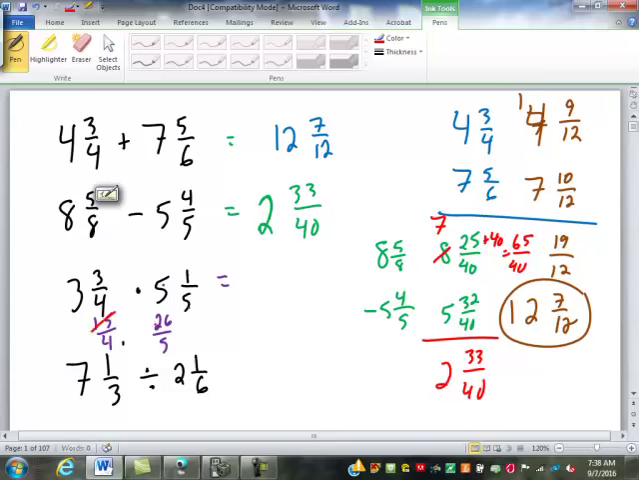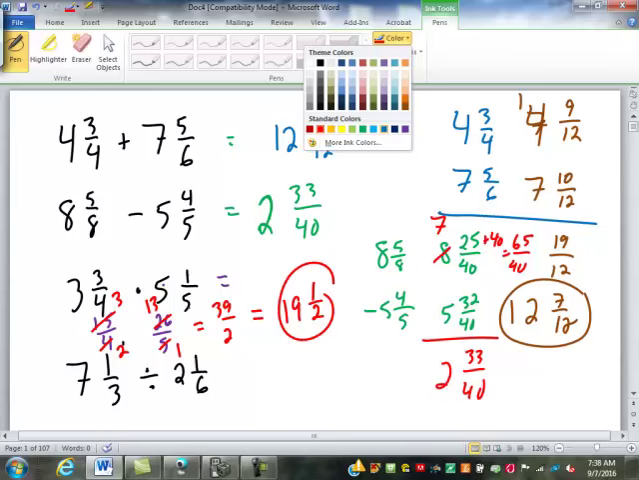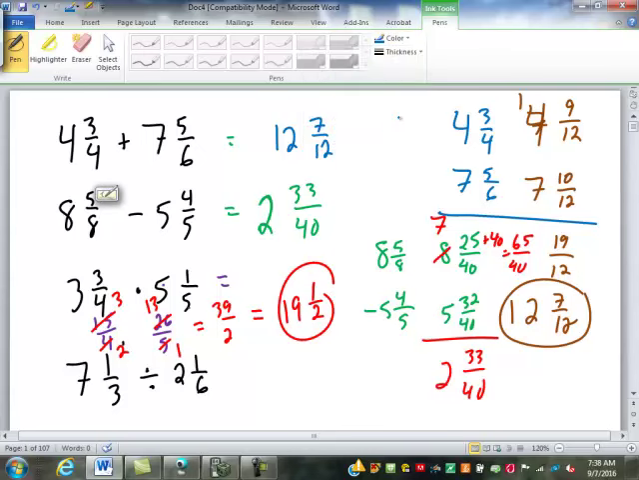You can reduce 15 and 5, give me 1 and 3. 4 and 26, give me 13 and 2. 3 times 13 is 39. 2 times 1 is 2. So that is 19 and 1/2. Remember, if you're going to leave it as mixed numbers, you not only have to multiply the 3/4 times the 1/5, but the 3/4 also has to multiply the 5. And the 1/5 also has to multiply the 3. So the easiest way to go about that is to turn them into improper fractions.